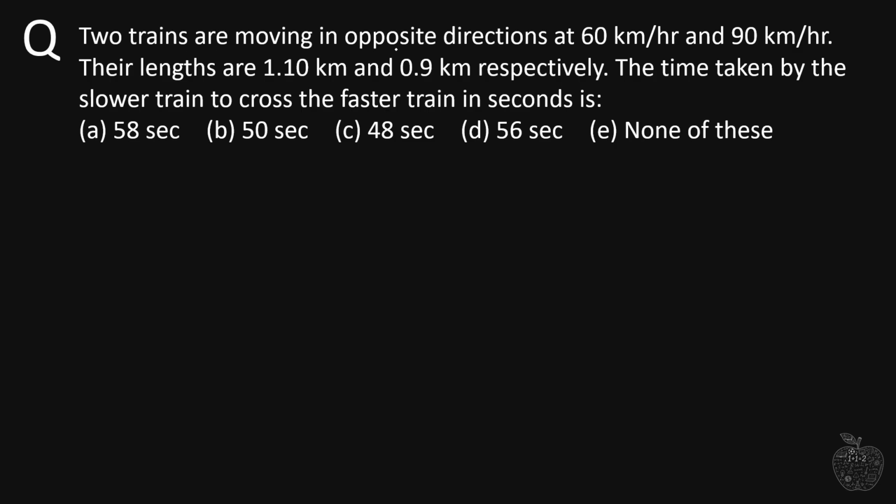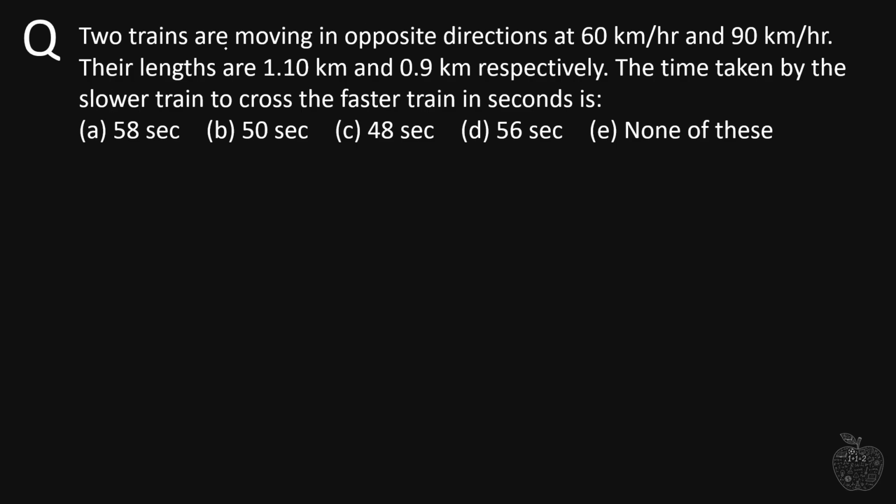Two trains are moving in opposite directions at 60 kilometers per hour and 90 kilometers per hour. Their lengths are 1.1 kilometers and 0.9 kilometers respectively. The time taken by the slower train to cross the faster train, in seconds, is what?